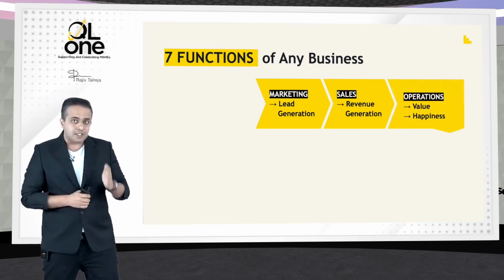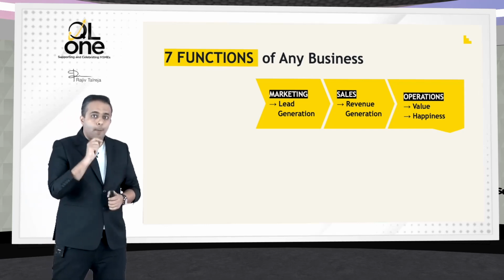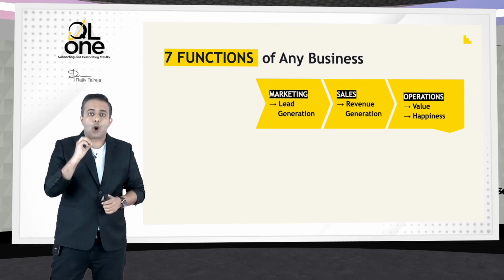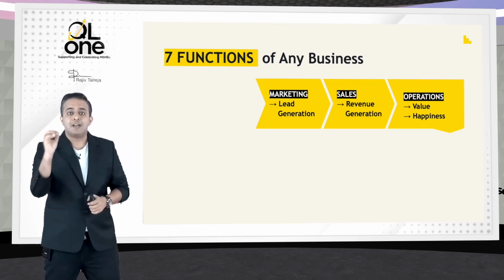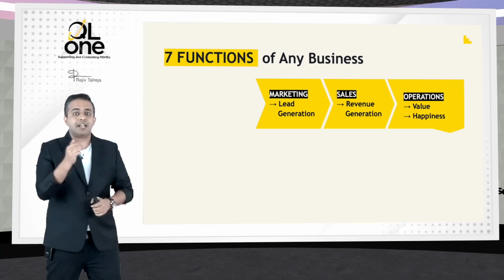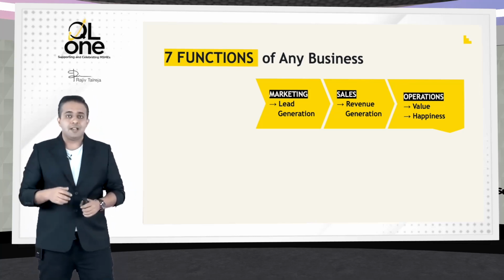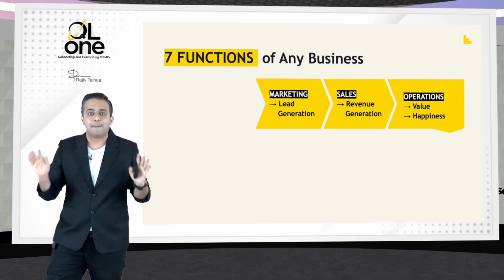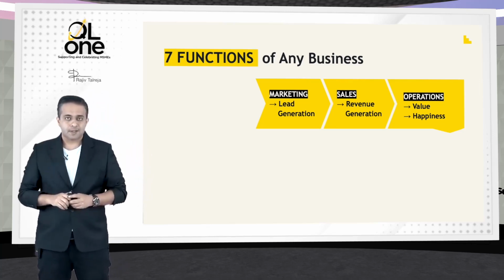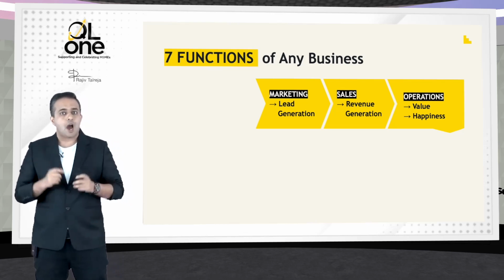Once sales closes the deal, it's the job of operations to deliver the product or the service to the customer in a manner where the customer gets value for the money they've spent and the customer has had a happy experience with the business. The fourth function is R&D.